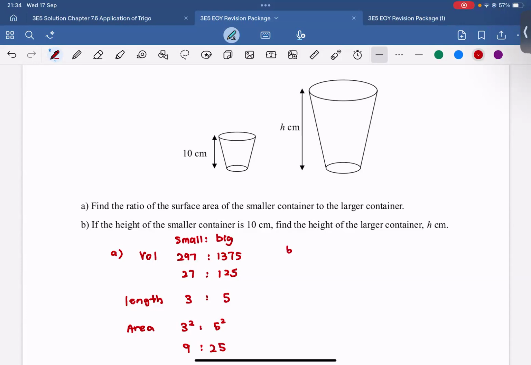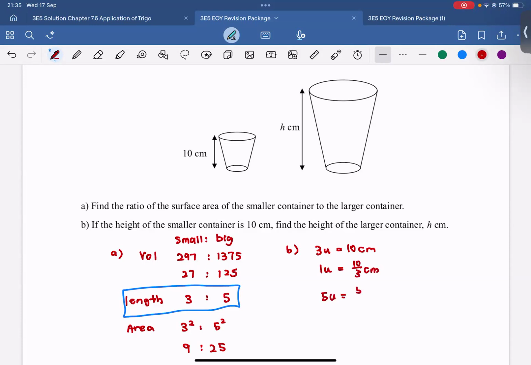Okay, part B. If the height of the small container is 10 cm, find the height of the large container. So we can use this part to do it, correct? 3 units equals 10 cm. 1 unit equals 10 over 3 cm. 5 units equals 50 over 3 cm.